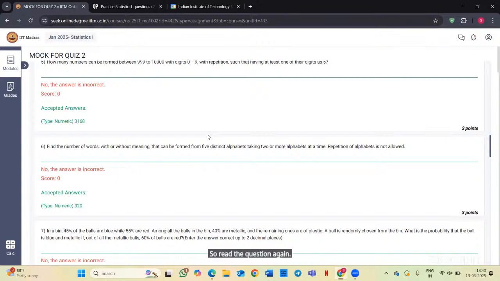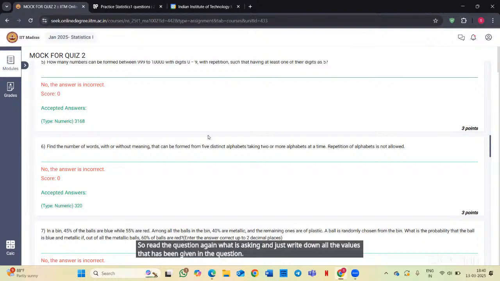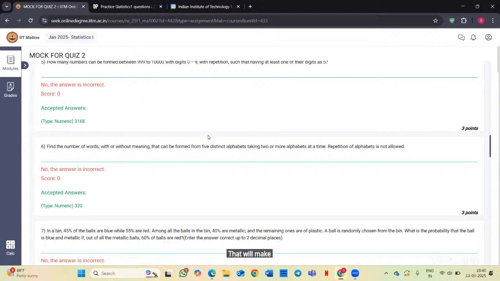Okay. This is basically a conditional probability question. So read the question again, what is it asking, and just write down all the values that have been given in the question. That will make it more clear. Try to solve it and let me know if you are finished. Okay.